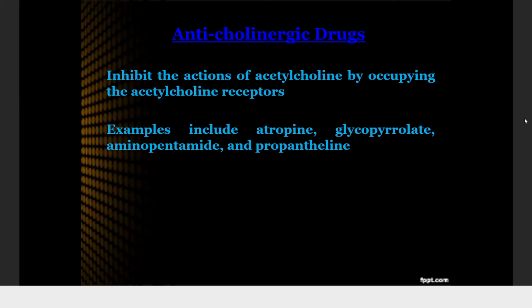And number 5 is to be used as a treatment for bronchoconstrictive disease. When you have, for example, asthmatic or COPD patients, they have a lot of mucus production in the bronchus, so they are given atropine to reduce the secretions and also to treat the disease. Okay, that's for atropine.